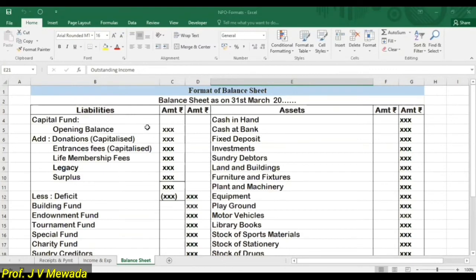So the capital fund is having an opening balance, and then in this capital fund we are adding the donations which have to be capitalized as per the adjustment, and trust fees we are capitalizing as per the adjustment, life membership fees we are capitalizing, legacy we are capitalizing, then surplus we are capitalizing. Then we will get one figure, and that figure is known as the capital fund. And in case there is a deficit, then we will subtract the deficit. Okay, so this is the capital fund on the liability side.